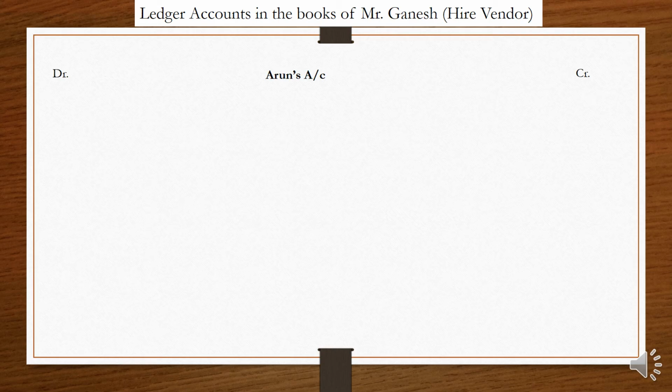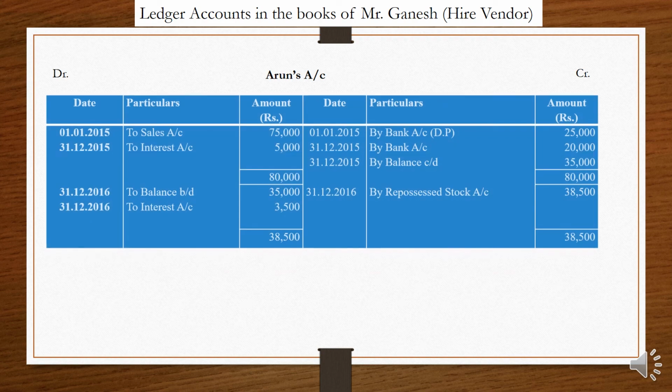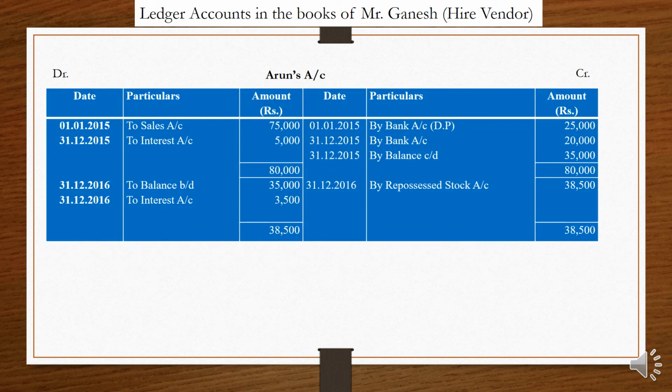Now let us discuss the journal entries in the books of hire seller. The first ledger account is hire purchaser account. So here Arun is the hire purchaser. The first journal entry, as we have discussed earlier, is for sale of asset. So for that Arun's account is debited and sales account is credited, on 1/1/2015 to sales account 75,000. Then for the down payment on the same date, bank account debtor to Arun's account, so by bank account with the amount of down payment.